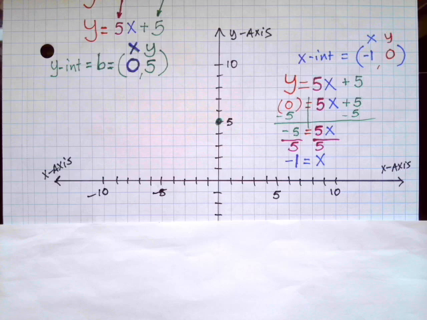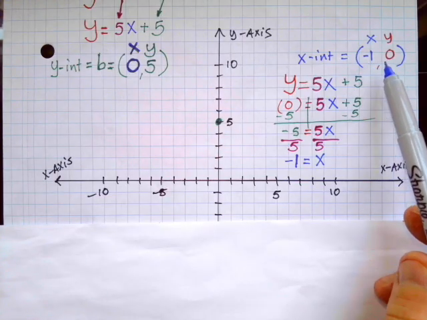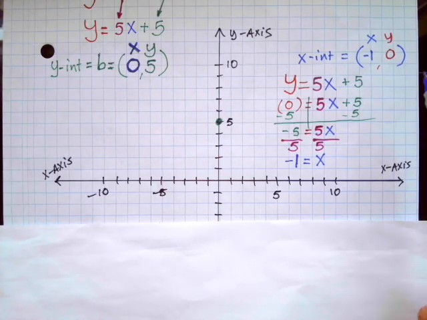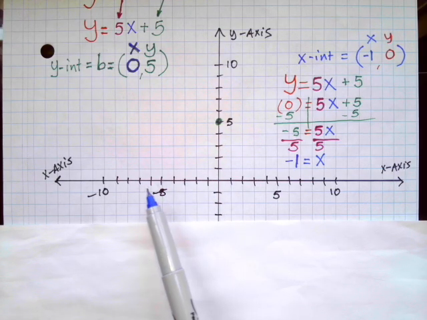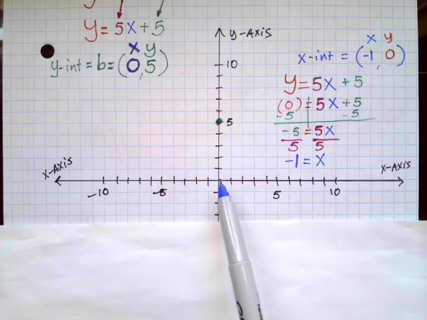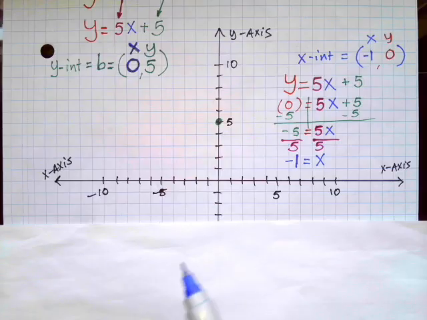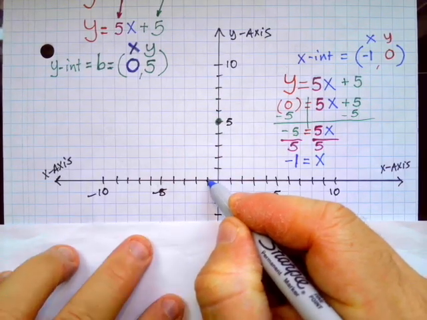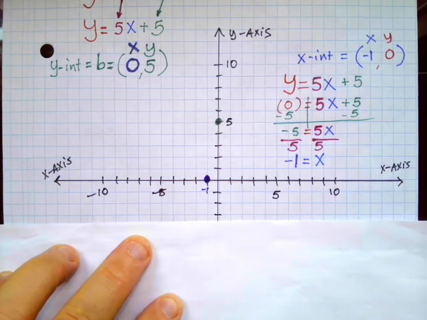Now I'd like to go ahead and plot my x-intercept that you can see up here at plot point negative 1 for x, 0 for y. So I start at the origin. I go negative 1 on my x. And you can see here there's a negative 5, negative 10. So I'm going to go over negative 1 on my x value, 0 on my y. So right here is going to be my x-intercept, and that is at negative 1.